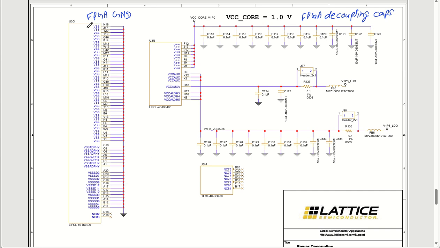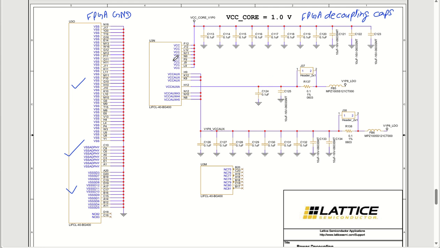Okay, so you can see we have the ground pin here. So all the VSS pins, and all the VSS D5 pins, and all the VSS data line pins, and all the different ground sections are grounded and put together in one of the FPGA sections. Okay.